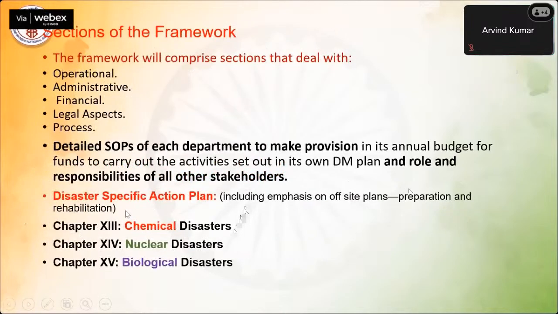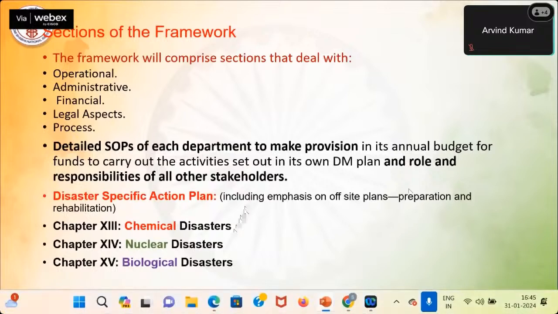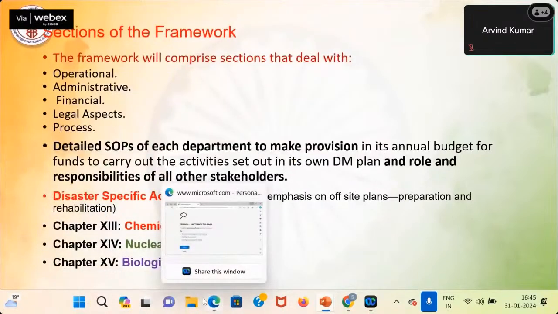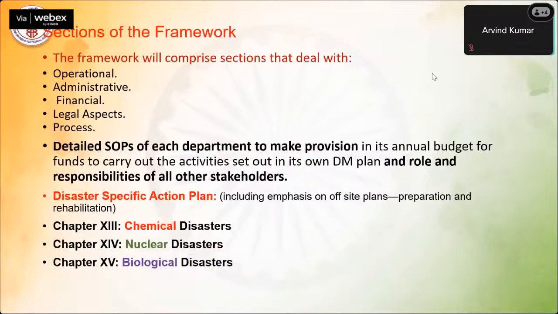Then it will have a framework, various topics to be discussed. That is, every disaster management plan should have various sections covering the different aspects of the disasters. The operational aspect, the administrative aspect, financial aspect, legal aspects, and the process of disaster management. Detailed SOPs, standard operating procedures of each department should be available to the people who are connected, and it should be there as a part of SDMPs.